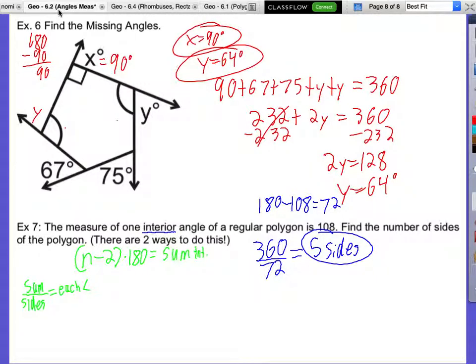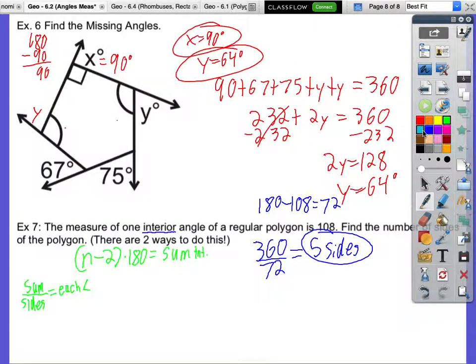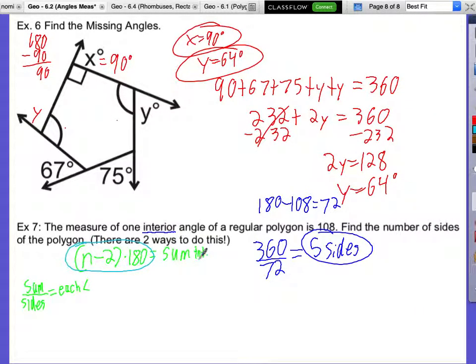That means we can substitute this part for the sum. Going back to Algebra 1 skills, if this part is equal to the sum of interior angles, we can substitute that in where we have the sum of the interior angles in that second equation. If it's all equal to that, it's the same thing. So we write n minus 2 times 180 in parentheses, over n, the number of sides, is equal to each angle, which is 108.